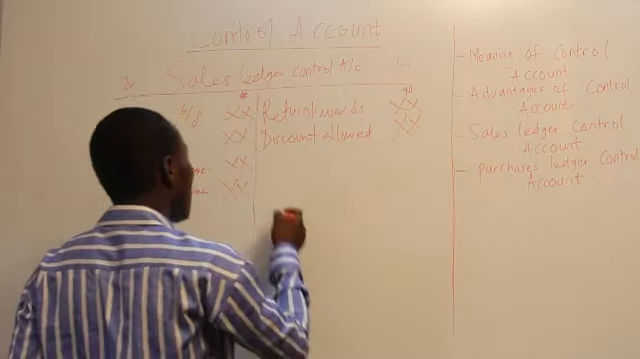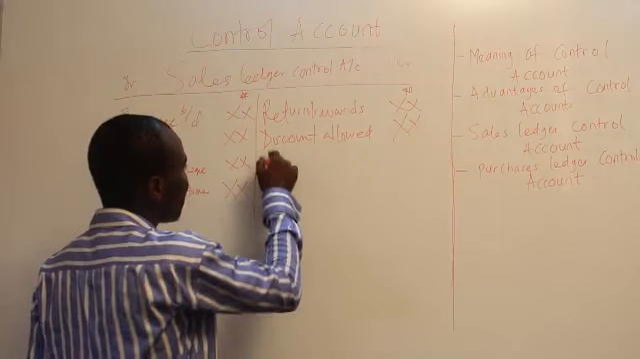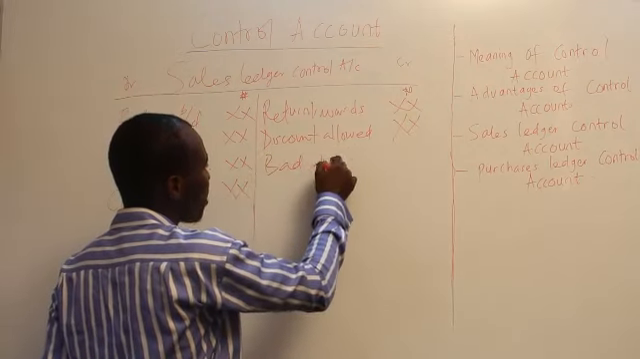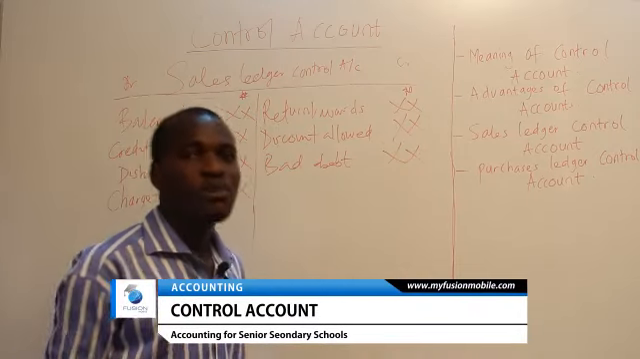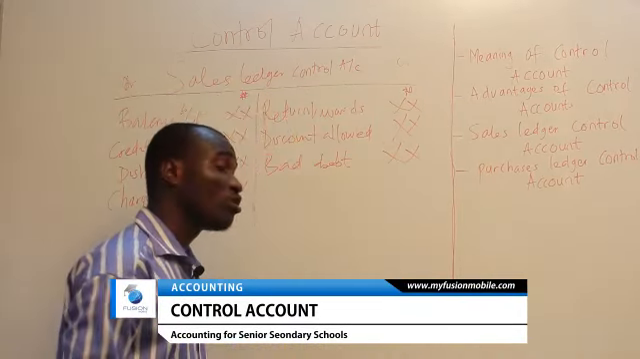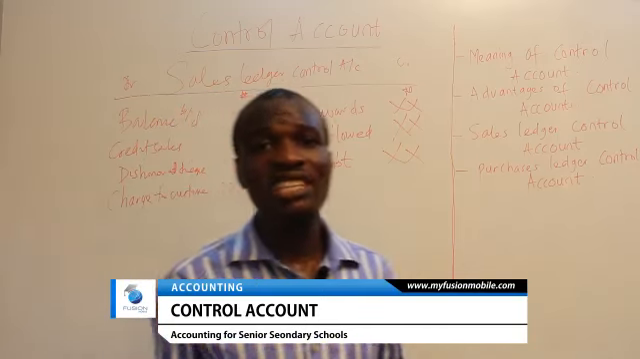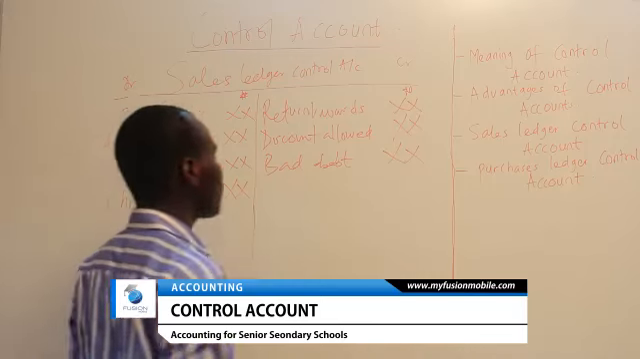Same thing when we have bad debts within the period. What will happen? There will be some reduction in the debt of the debtors. All of the bad debts within the period will also go to the credit side of the sales ledger control account.